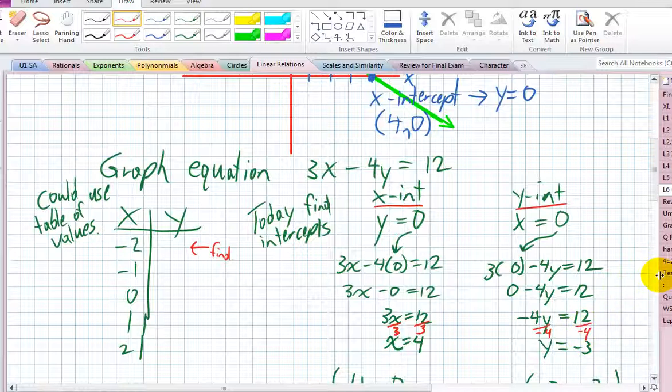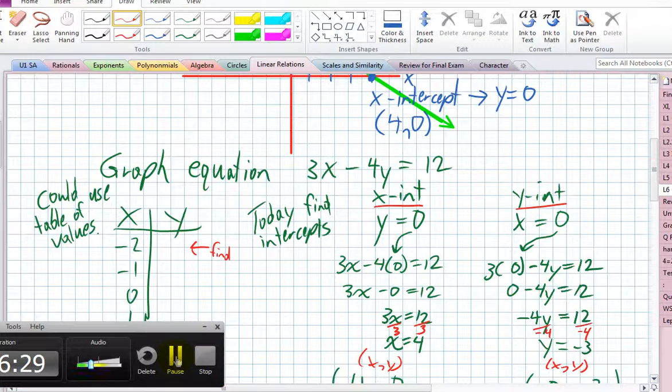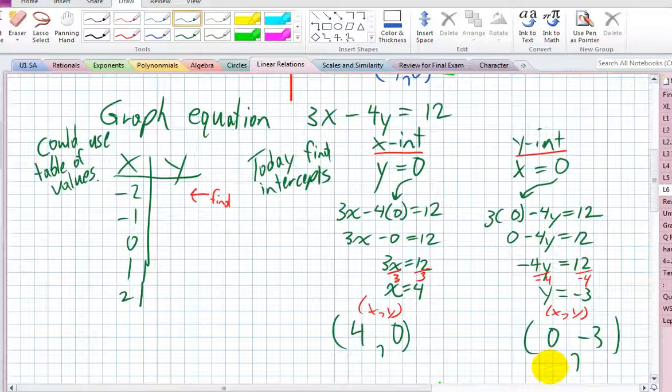Now that you've found the intercepts, tell me what is the value of their points. What are their x and y coordinates? Okay, so here you should have an x and a y. And over here you should have an x and a y. Tell me those coordinates, please. In the next one, we should have (0, -3) with brackets. Any questions?